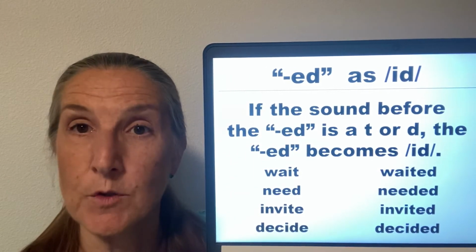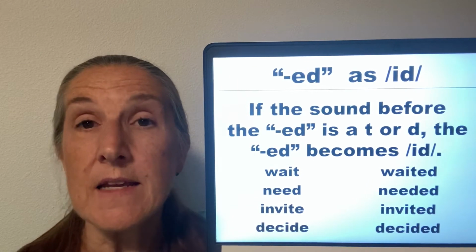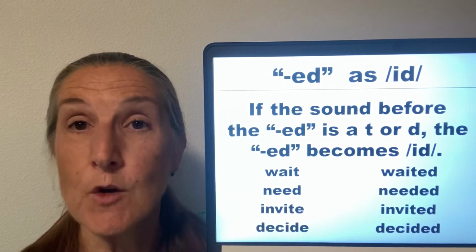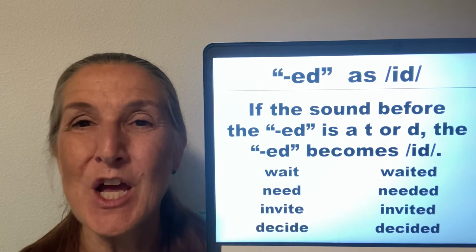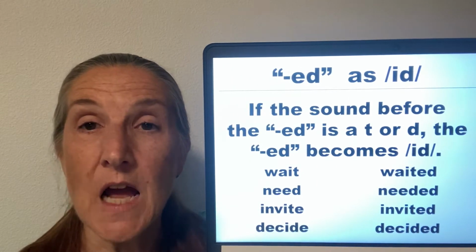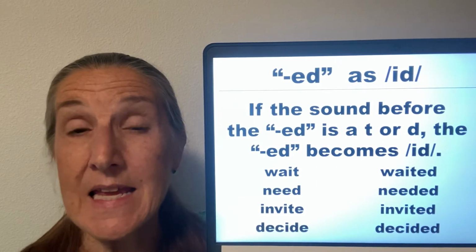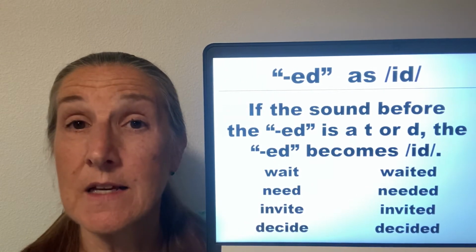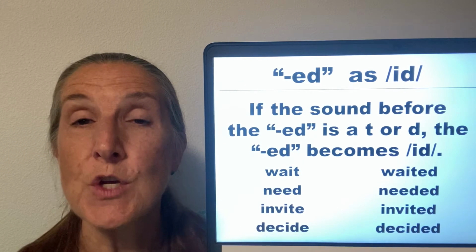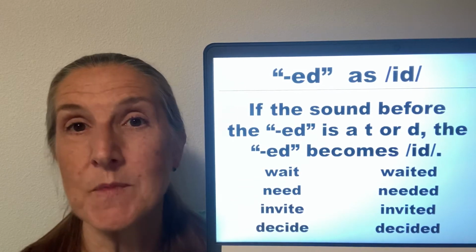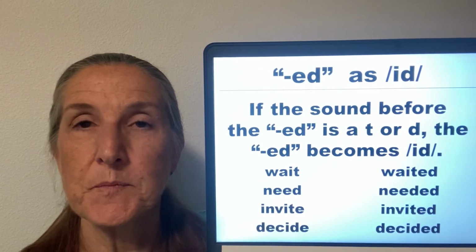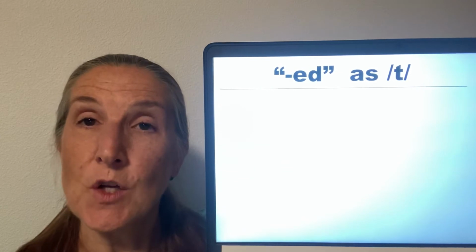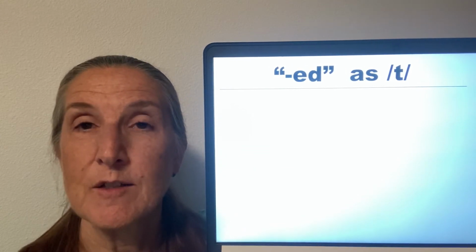Note also that we're interested not in the letter that comes right before that ED ending, but the sound. Wait and need have the letters T and D right before the ED ending, but invite and decide both end in an E. But the sound at the end of the word is the T or D sound, so the ED still becomes that id sound.